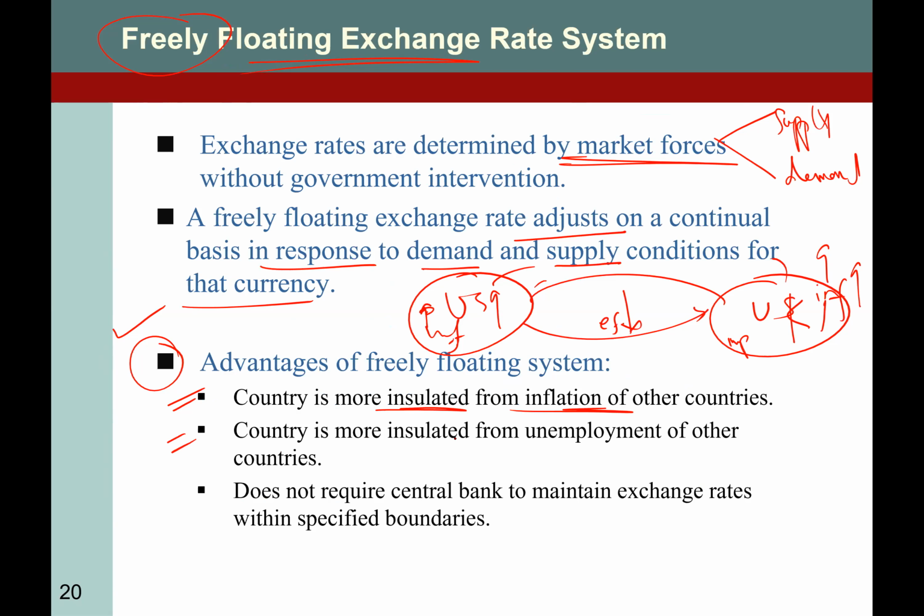The next one is countries are more insulated from unemployment of other countries as well. So the disadvantage of the fixed exchange rate system is that it is accused of importing unemployment and unnecessary inflation from other countries. The remedy is the freely floating exchange rate system. It also does not require the central bank to maintain exchange rates within specified boundaries. It means the role of government is also minimized.